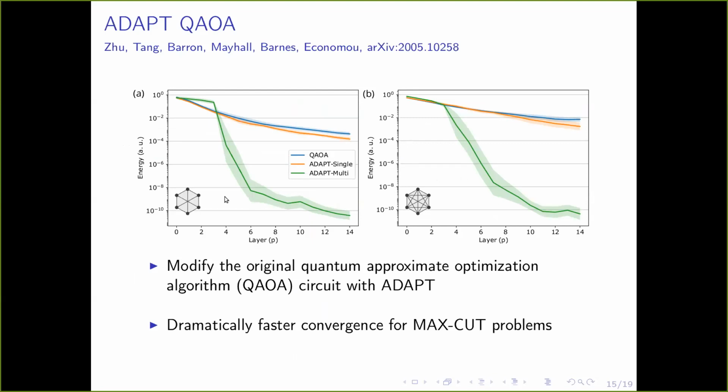Here we show the MaxCut result for two particular graph types. The green curve shows the ADAPT result for one kind of pool, the orange curve is the ADAPT result for another pool, and the blue curve is the original QAOA. So we see a great speedup of the QAOA convergence.